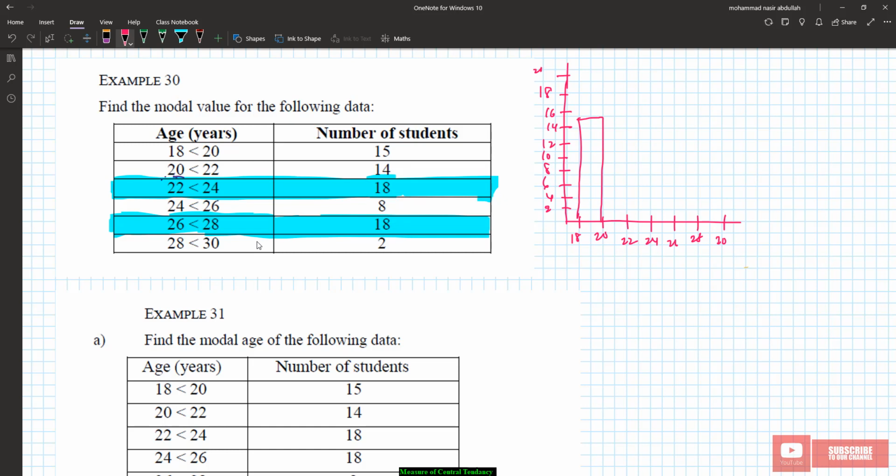And then for 20 to 22, we have 14, so it should be here. And this is going to be 18. And then this is 8, somewhere here. And this hits 18 again, and this is 2. So based on this histogram, we can say that we have 2 modes, so we're going to calculate 2 modes.